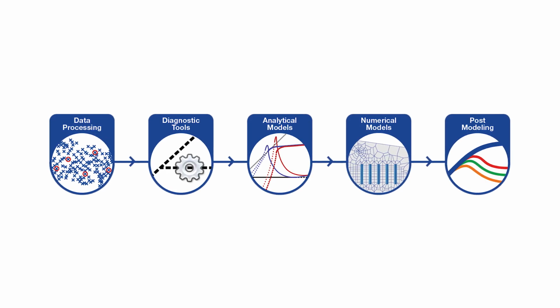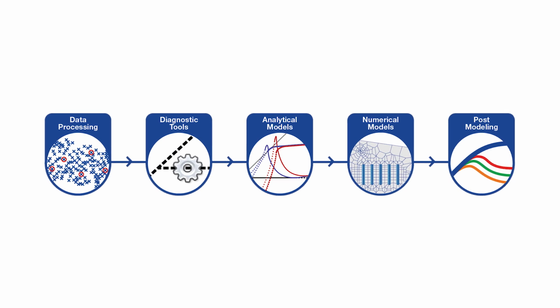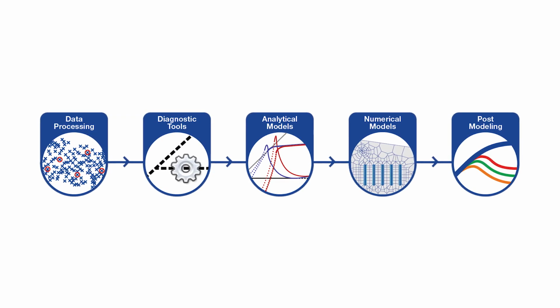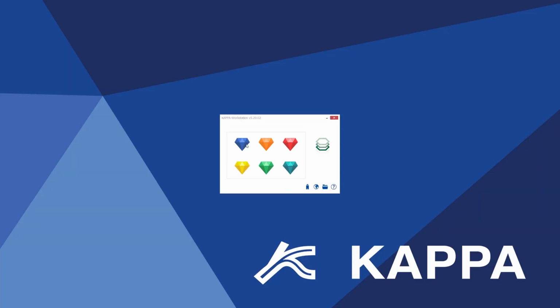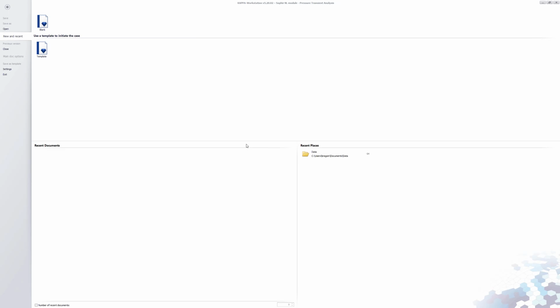This video shows the basic workflow in Saphir, including data loading, model generation, improve and sensitivity options. From the KAPPA workstation launcher, clicking on the PTA icon launches Saphir. A new document is created by clicking on the icon labeled blank.